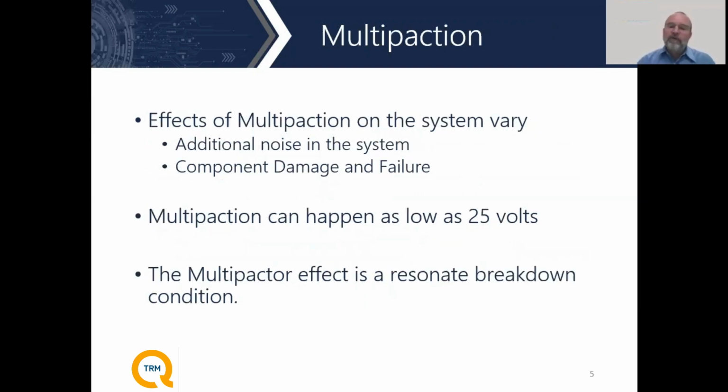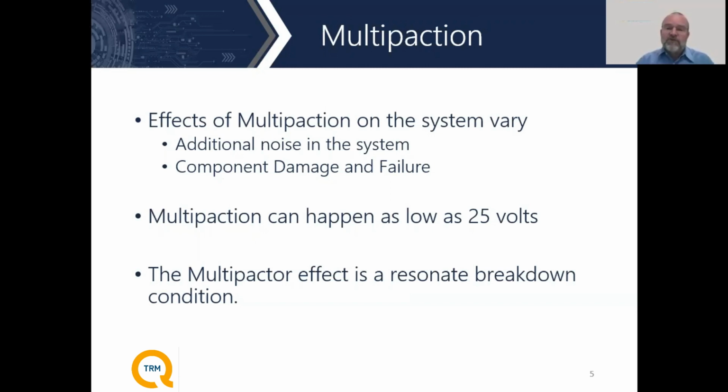Okay, so really there are multiple effects on the system. At a very small level, I want to point out here that multi-impacting can happen at very low voltages. Typically, it can happen as low as 25 volts, which is something that you really don't think about having this sort of a voltage breakdown problem. Typically, we think of voltage breakdowns happening at several hundred volts. Multi-impacting can happen at very low voltages. Like I said, it can happen as low as 25 volts.